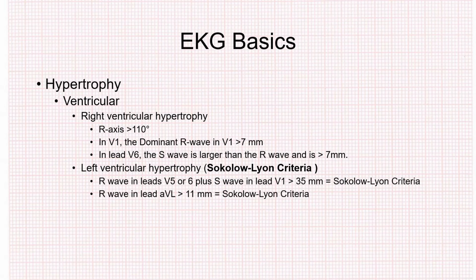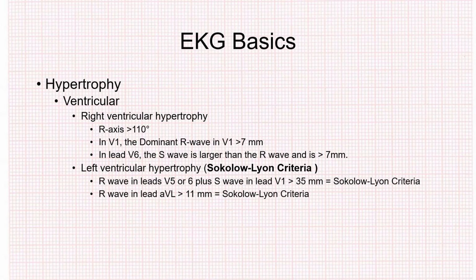Ventricular hypertrophy, you can have both right and left. Starting with right ventricular hypertrophy, this is much more uncommon to find in an adult. They'll have a right axis greater than 110 degrees. In V1, there'll be a dominant R wave, which is greater than 7 millimeters. Another way of saying this would be early R wave transition, where there's a prominent R wave that starts off immediately, as opposed to the normal R wave progression we talked about earlier. And then in lead V6, the S wave is going to be larger than the R wave and greater than 7 millimeters.